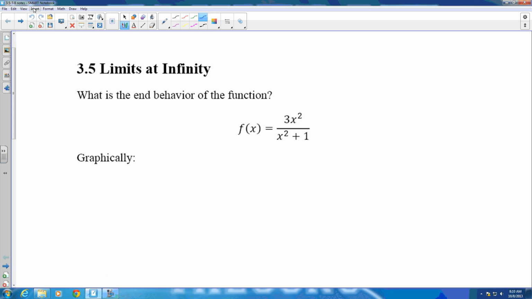Okay, we're doing section 5, which is limits at infinity. Limits at infinity is pretty much just talking about what the end behavior of the function is, as we approach infinity or negative infinity.